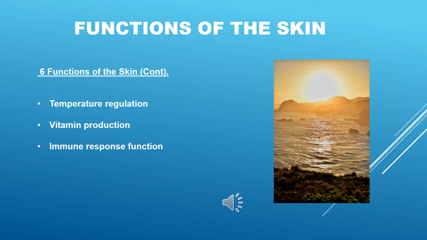Continuing with the 6 functions of the skin: temperature regulation. The person's body produces heat through activity. As the person increases the activity, the more heat is lost. Sweating is another process by which the body can regulate the rate of heat loss. The skin can maintain, regulate, or release heat based on our activity. Our normal body temperature is 98.6 Fahrenheit or 37 Celsius.